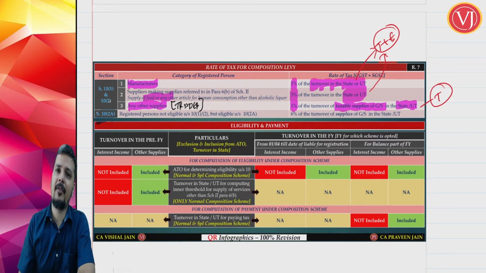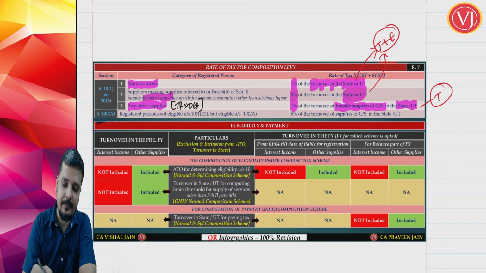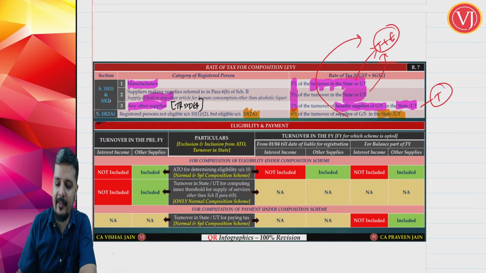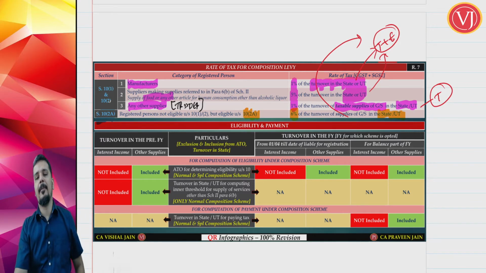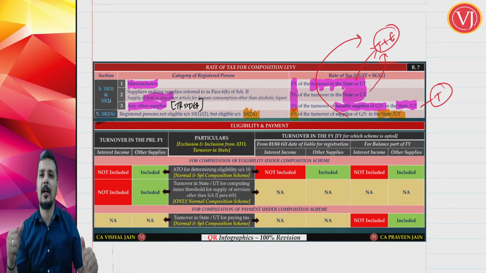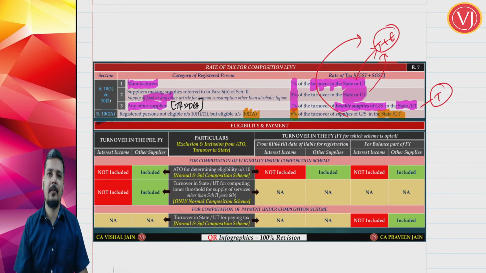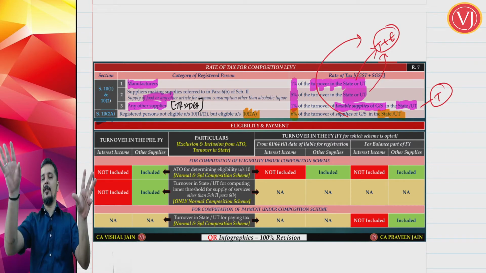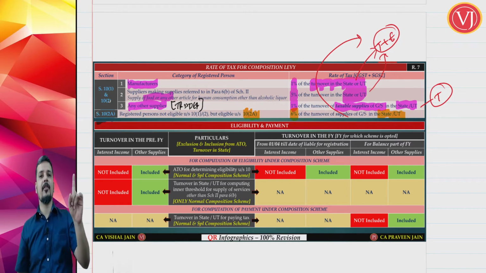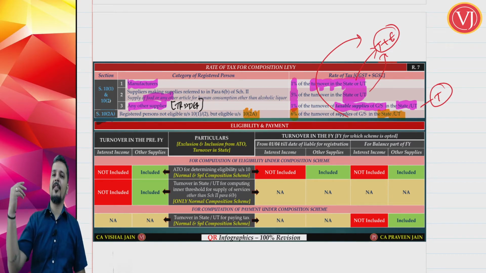And what is the rate for your special composition scheme? The rate for the special composition scheme is always 6% of state turnover. Again here it is both taxable as well as exempt portion. The only place where it is focusing only on the taxable portion is the trader, and that too when you are talking about the normal composition scheme. So you have to split that: normal composition scheme, special composition scheme. Normal composition scheme: manufacturer, trader, food related services. Special composition scheme: any category.